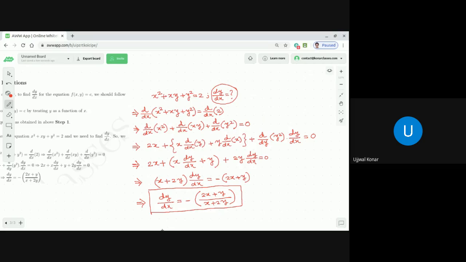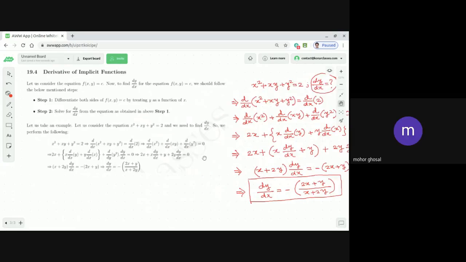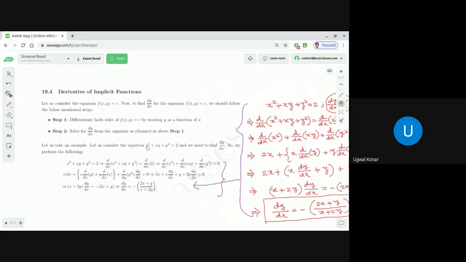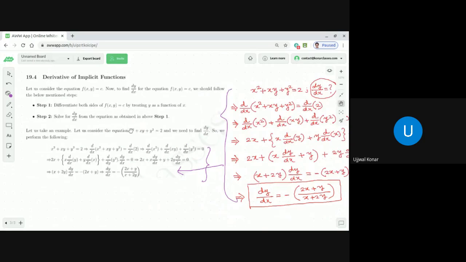Now let's come back to the same problem I have given here. Whatever I have solved here, dear students, it is the same thing. So now, how to do this? What is the generic principle? The generic principle is that let us consider the equation f(x,y) equal to c, like this. x squared plus xy plus y squared equal to 2. Now we need to find dy/dx for the equation f(x,y) equal to c.